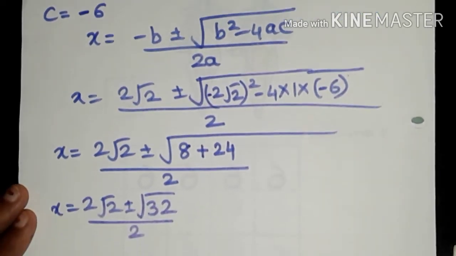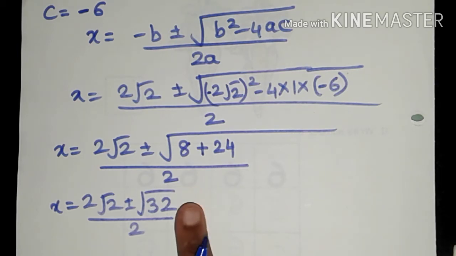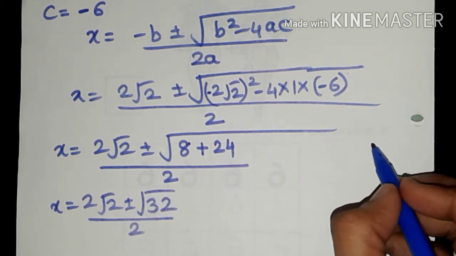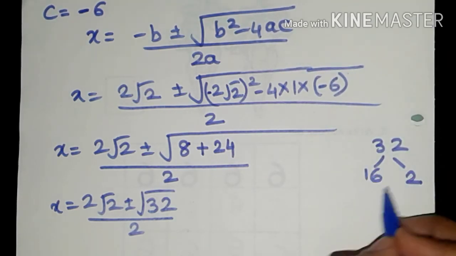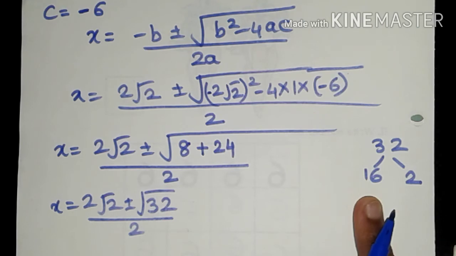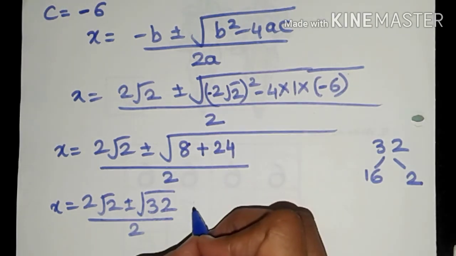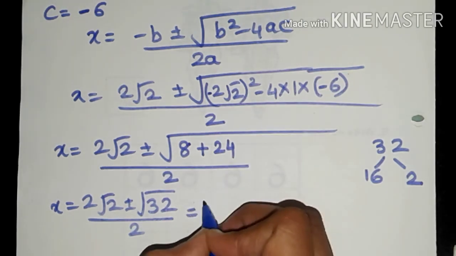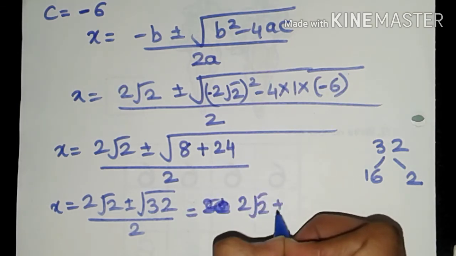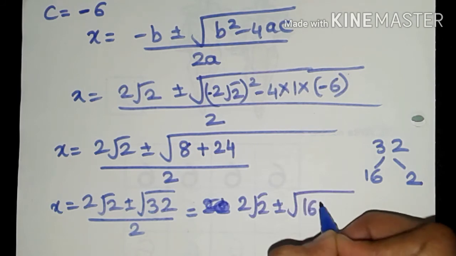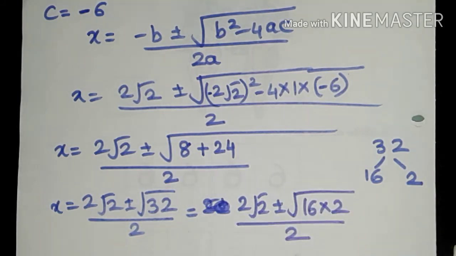Now as you know, there is no whole number whose square will give you 32. So what do I do? Let us see. 32 I can write as 16 into 2. And root of 16 I know is 4, is it not? So that way I can reduce my root. I will write it as 2 root 2 plus or minus. Okay, this is what we get.